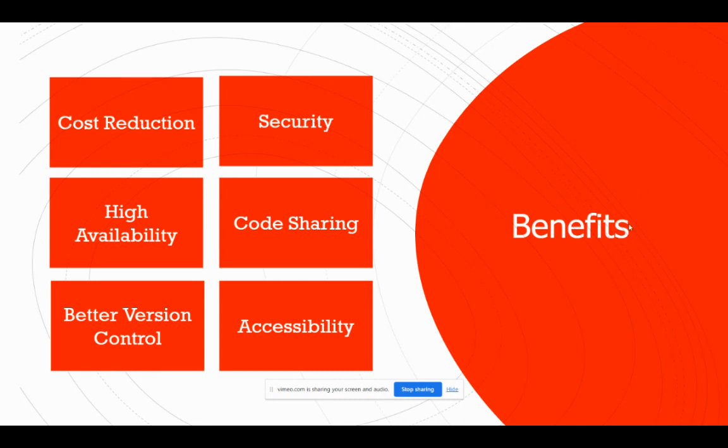The benefits of using open source are cost reduction, security, and high availability. There are a lot of benefits in using open source, and the benefits of using GitHub are code sharing and the best version control. The accessibility is good because it's easy to use, so there are a lot of benefits to using GitHub. It's the most popular tool for versioning, and that's it.